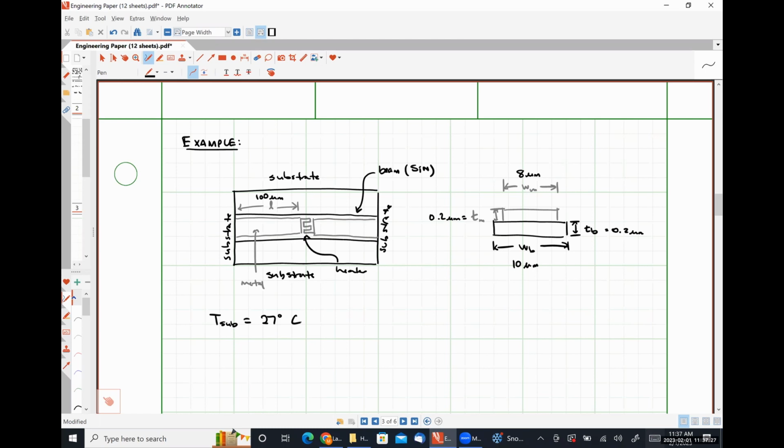So if our beam material, silicon nitride, has a K value thermal conductivity of 5 watts per meter Kelvin, and our metal, which in this case we're going to call aluminum, has a thermal conductivity of 240 watts per meter Kelvin. Makes sense that an electrical conductor would have a much higher thermal conductivity than an insulator like silicon nitride would have.